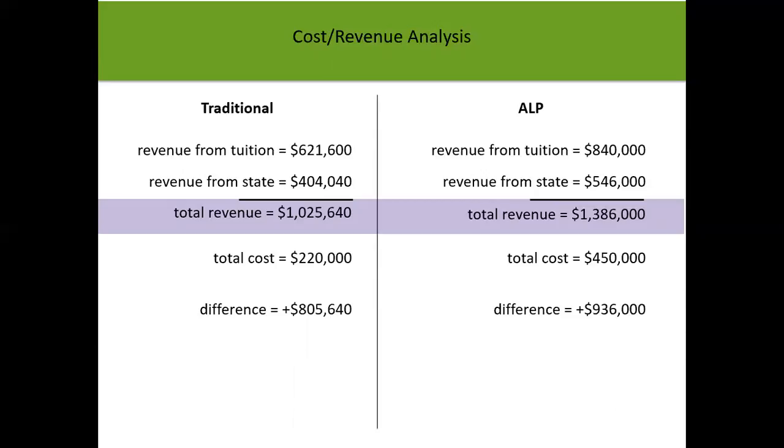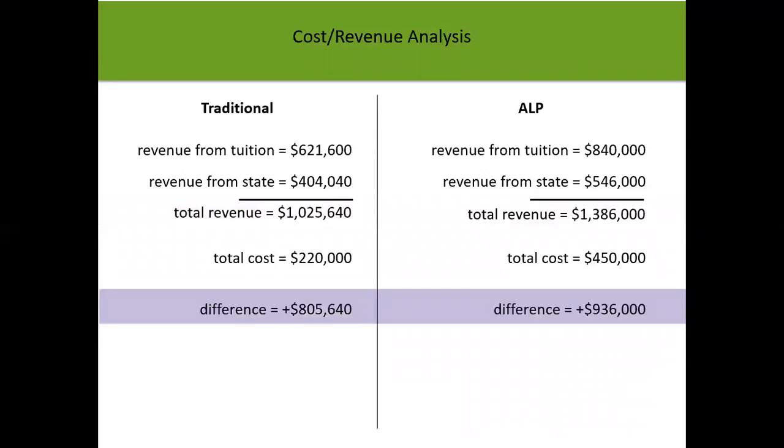And so now if we go to the bottom line, even though the cost is higher for ALP, the amount of revenue the school gets is even higher. And therefore the difference in the ALP model is $936,000 versus $805,000. So the school actually makes money on ALP, even though we have that small class size. When we discovered that, it eliminated all of our administration's concerns about whether we can really afford to do this and scale it up. It actually is less expensive to do ALP because you have such higher success rates.